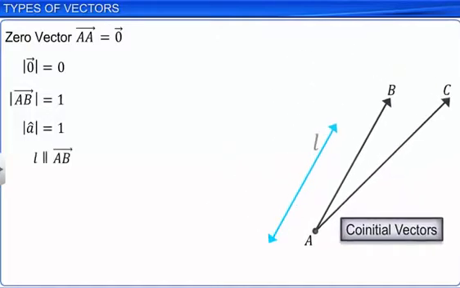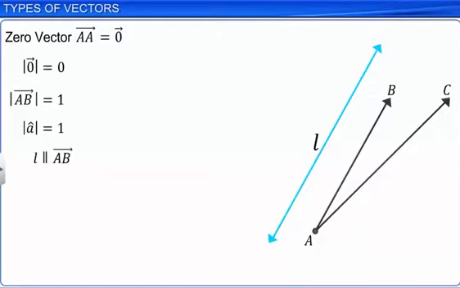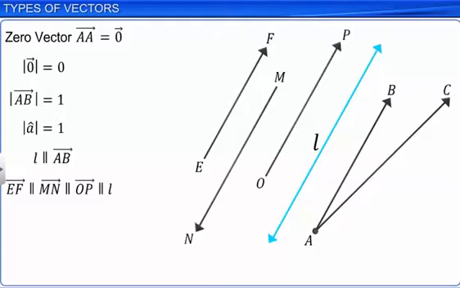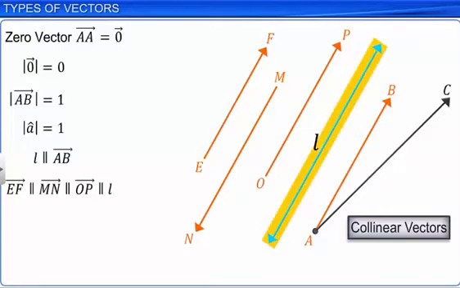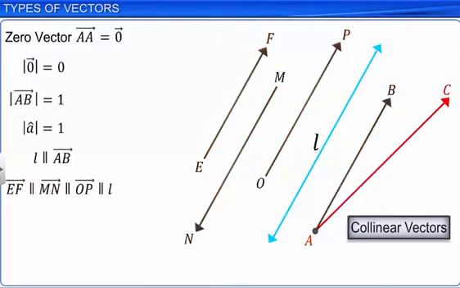Now consider a line L parallel to vector AB. Also consider vectors EF, MN and OP, all parallel to line L, like vector AB. Two or more vectors that are parallel to the same line are called collinear vectors. Here vectors AB, OP, MN and EF are parallel to the same line L. Hence, they are collinear vectors. Since vector AC is not parallel to line L, it is not collinear to the other vectors shown here.